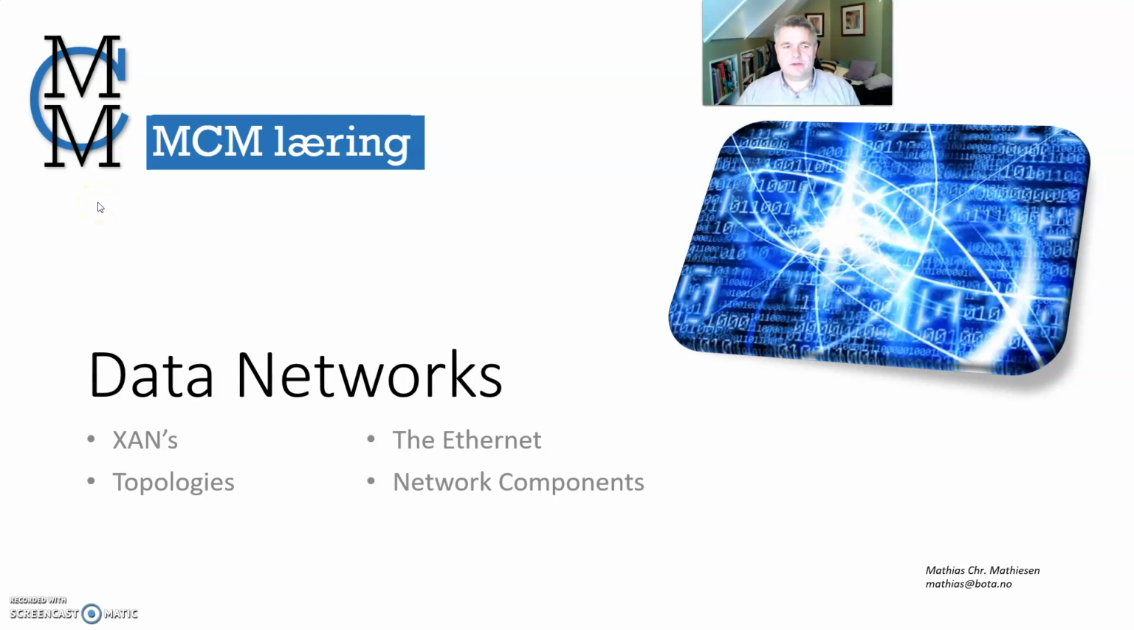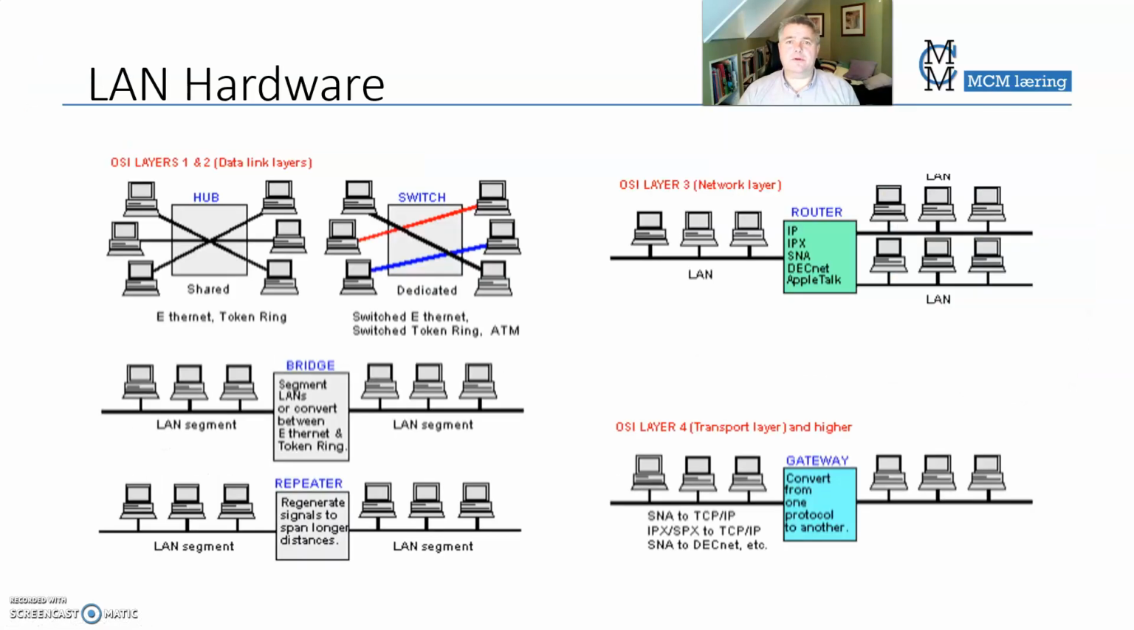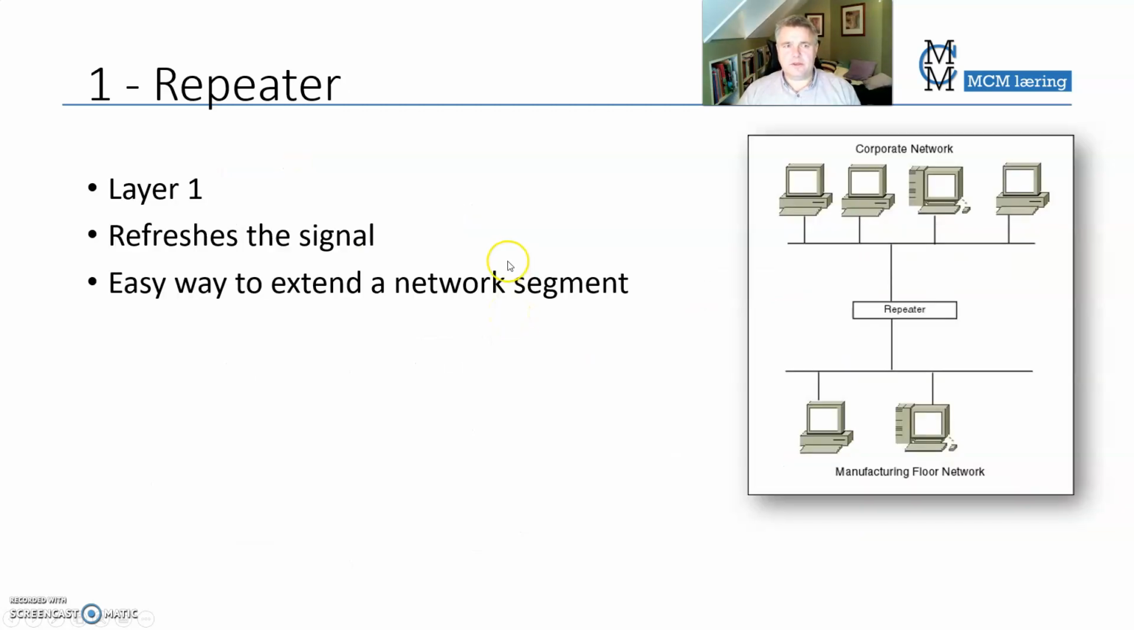In this final film about data networks, we have network components, and I will cover both hardware and software that you will find in a network. And software meaning servers that are in a network. So here is an overview of the different devices I will talk about: hub, switch, bridge, repeater, router, and gateway. Let's start with the repeater.